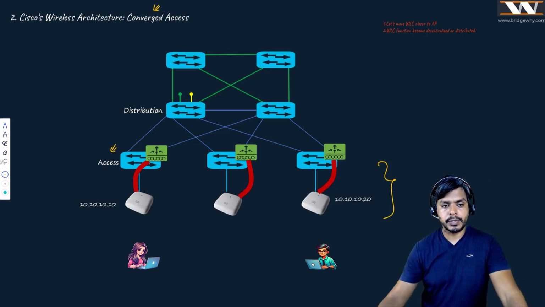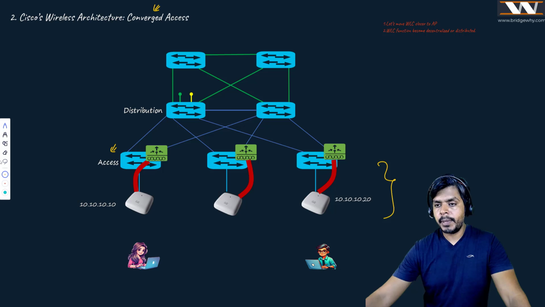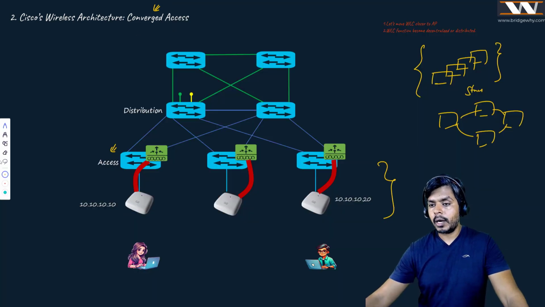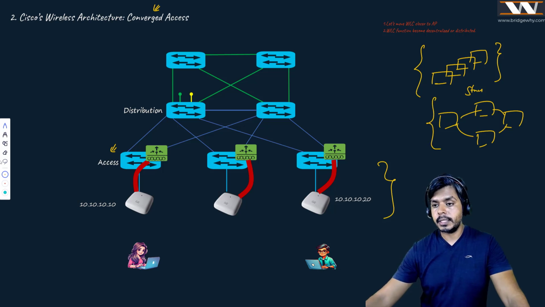If I talk about these access switches in a particular floor, maybe a particular floor can have 4 different access switches, and we can have all these access switches in a stack. If you see the stack structure, it is making a ring-like structure. And now these 4 switches are not 4 switches. These are just a single switch.